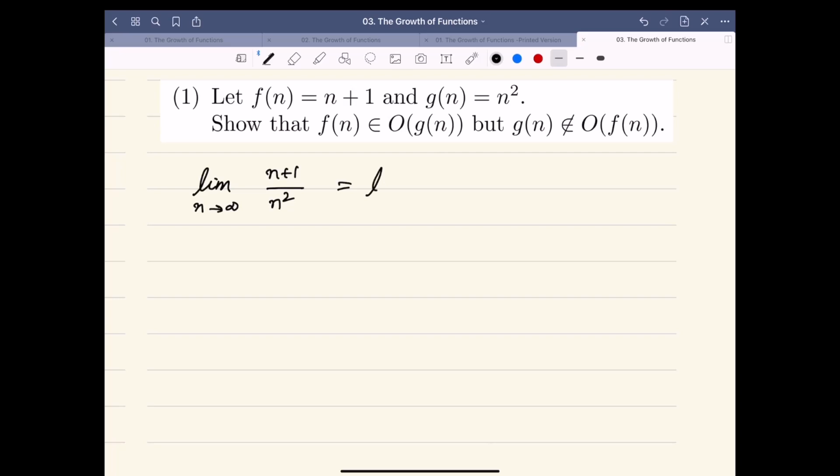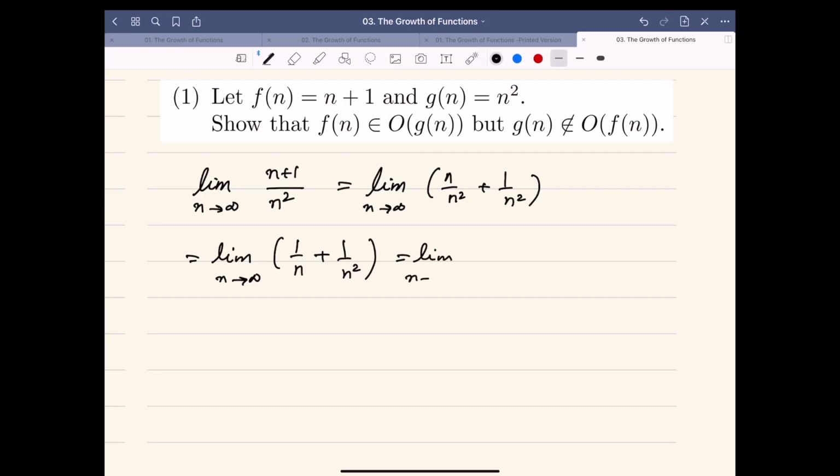This is equal to the limit as n goes to infinity, and we divide: n over n squared plus 1 over n squared. This also is equal to the limit as n goes to infinity of 1 over n plus 1 over n squared. Now distribute the limit over these two terms, and we will get 0 plus 0, which is equal to 0.